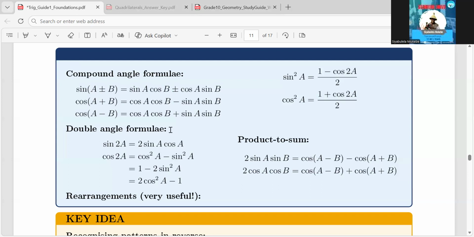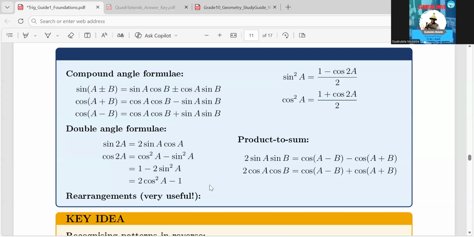Then your double angles. We've already looked at sine 2A, which is 2 sine A cos A. Then cos 2A, I think we also looked at this one. It gives us cos squared A minus sine squared A, 1 minus 2 sine squared A, 2 cos squared A minus 1.